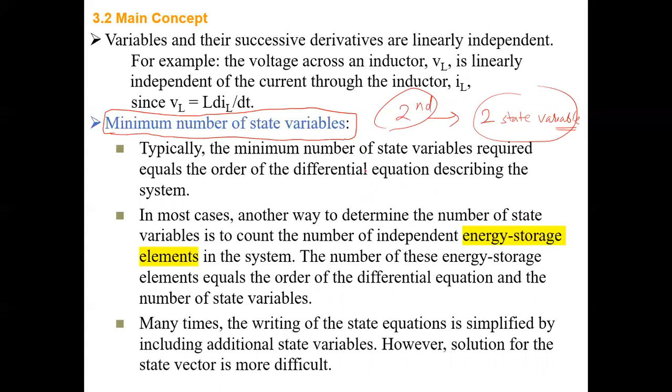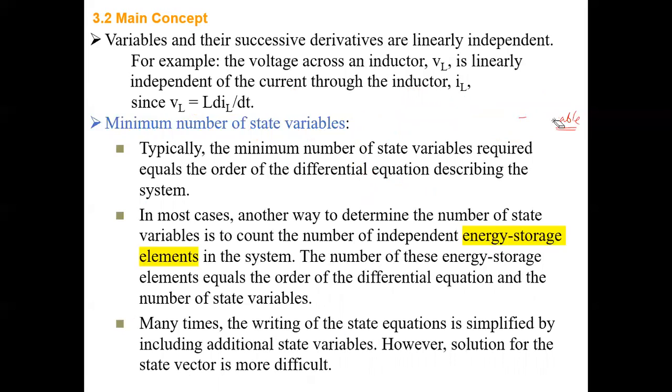I have a question. Please. I find myself confused a lot about the difference between order and degree. Do you mind explaining? Or in this case, is it interchangeable when talking about the number of state variables?